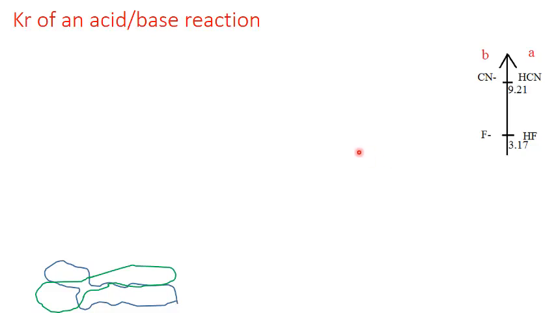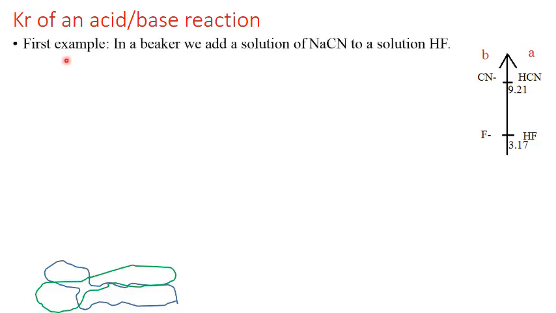Let's consider a practical example as an exercise in which we have to know how to determine Kr and how to make use of Kr. The first example is the following. In a beaker, we add a solution of NaCN to a solution of HF. Here you have to pay attention: NaCN, what do we have? We have Na+, that is a spectator ion. So we are caring about CN-, that figures here on the pKa axis. CN- is a conjugate base for the corresponding acid HCN. And HF, definitely HF is an acid.